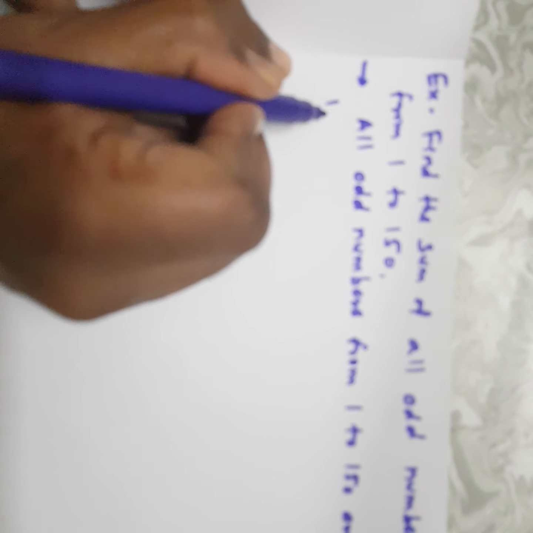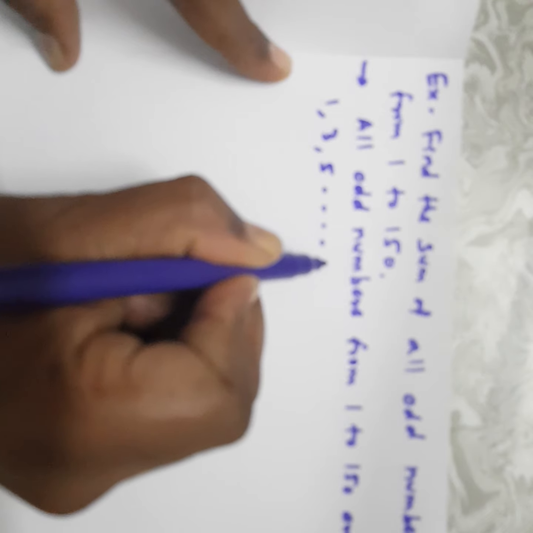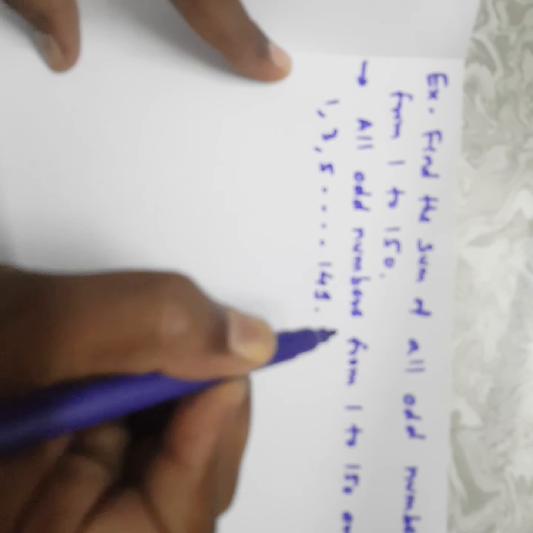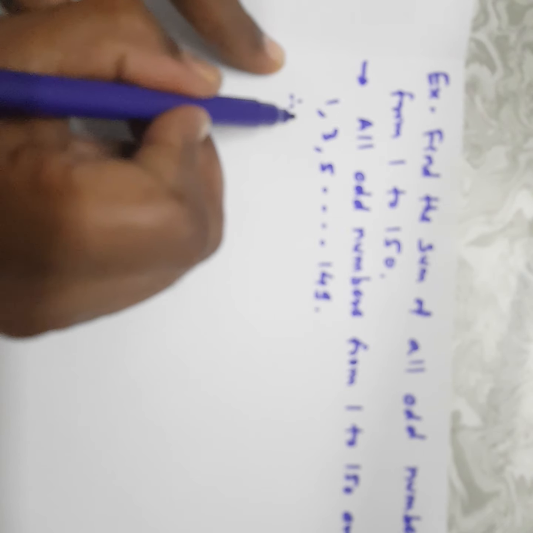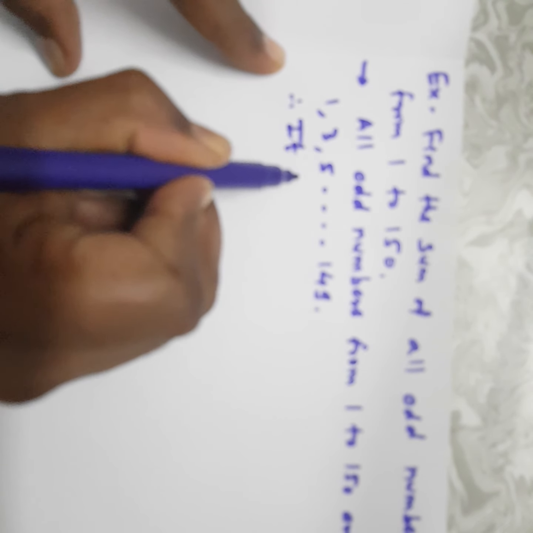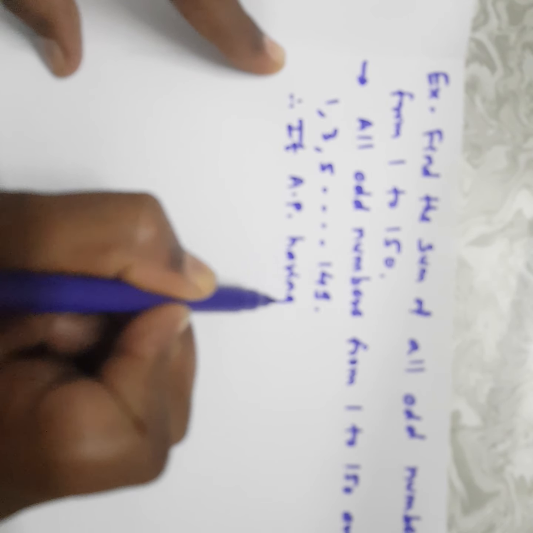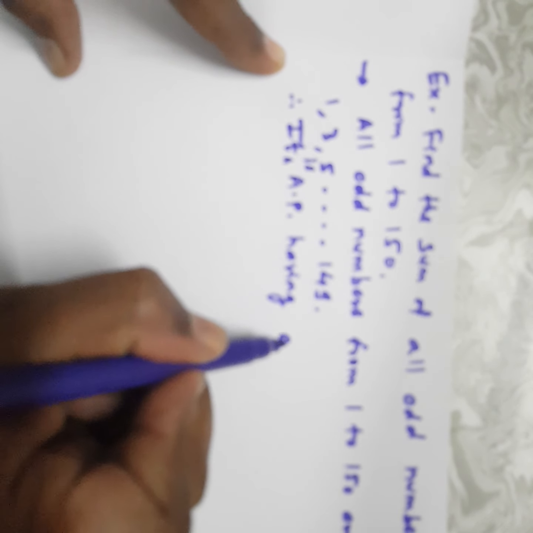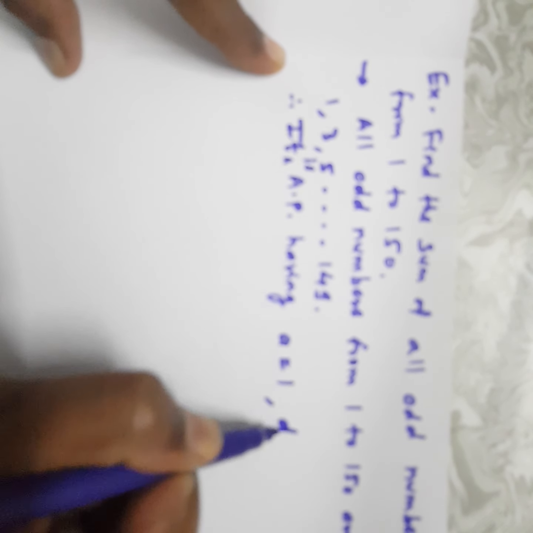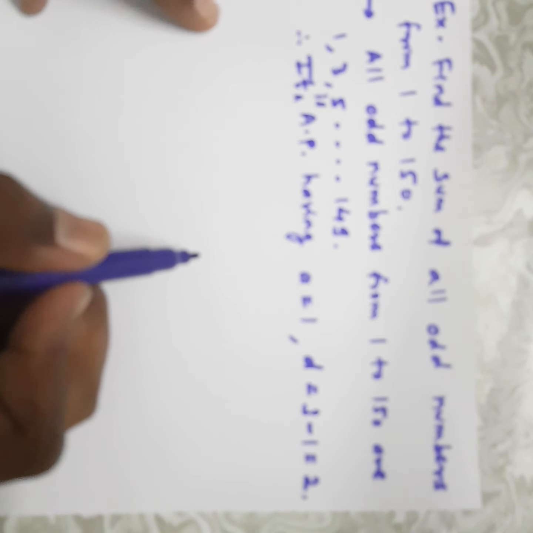are 1, 3, 5, ..., 149. Therefore it is an arithmetic progression having a equal to 1, d equal to 3 minus 1 or 5 minus 3, that is 2.